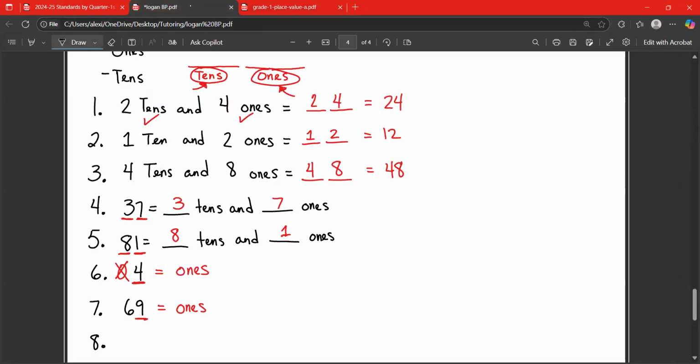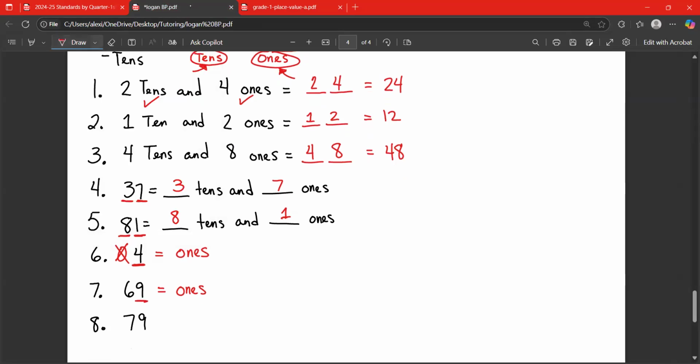Let's do 79. This time they have the 7 underlined. All right, so we look at it and we say, okay, 79. The 7 is the digit that's being underlined. It's on the left. What place value is on the left? The tens. So problems 6, 7, and 8 are more challenging compared to problems 1, 2, 3, 4, 5. But either way, they're all about place values, the ones and the tens.